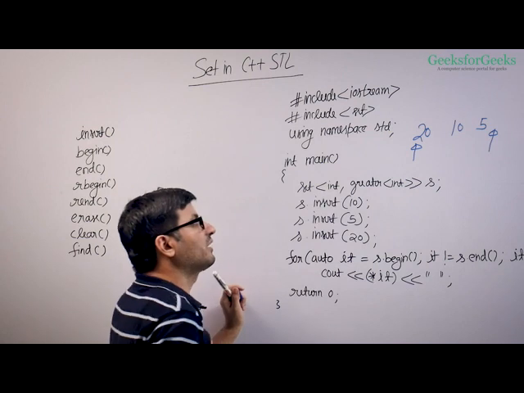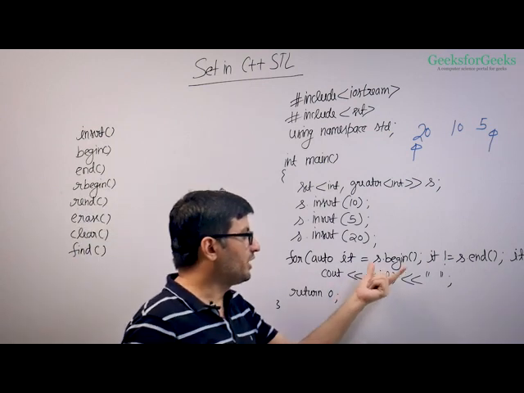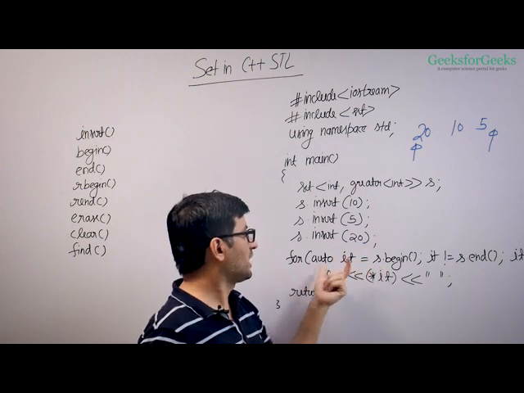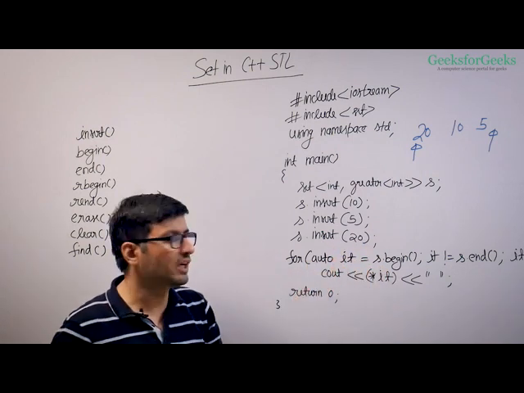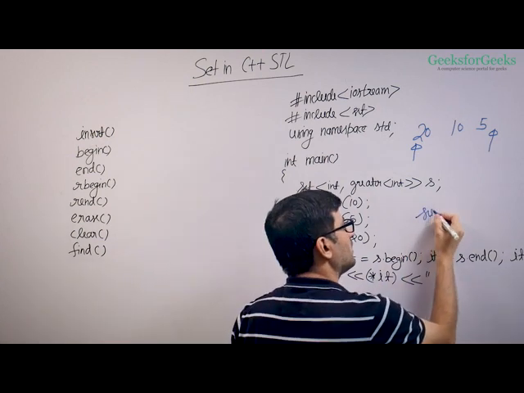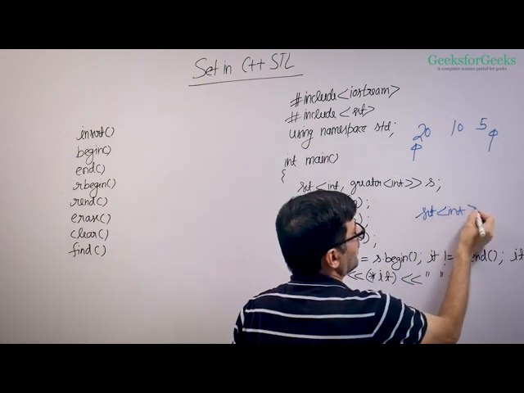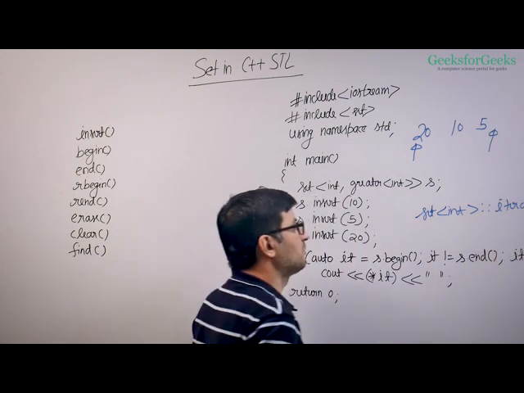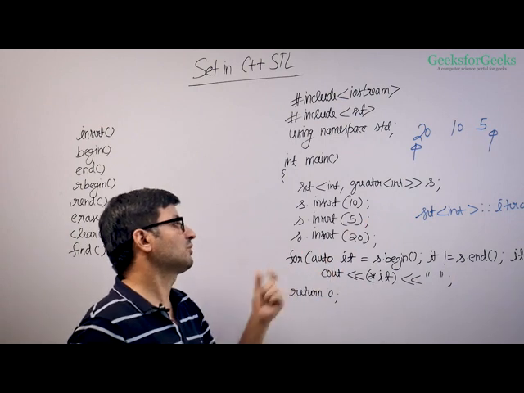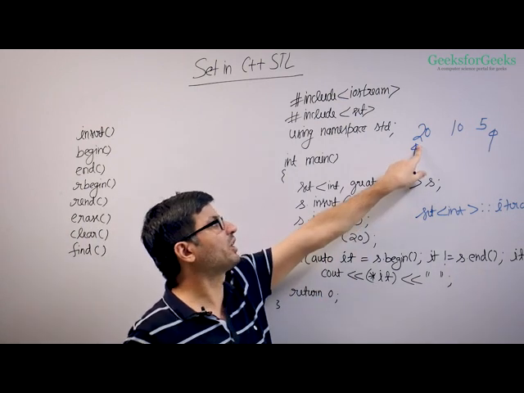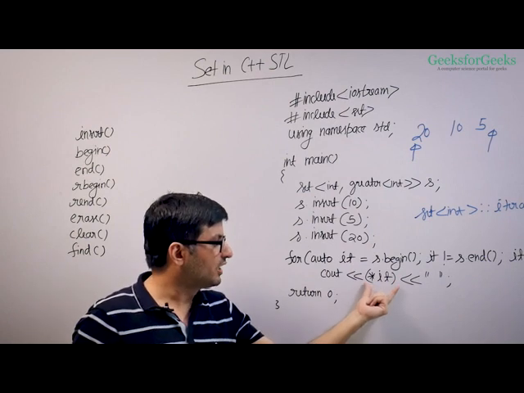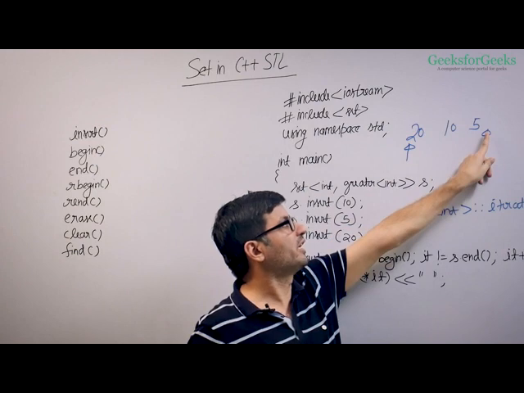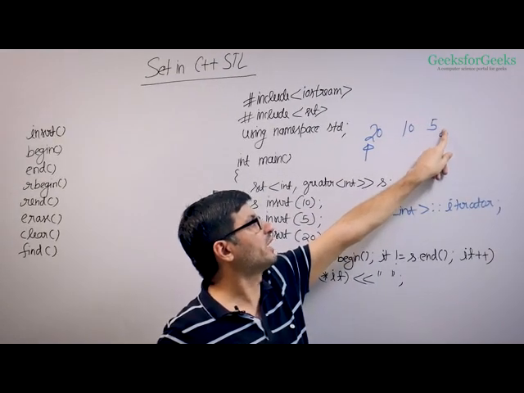like vectors, right? So we run a loop, we start from the begin, we get the address of the first element, right? I've used auto here, otherwise we'll have to type set<int>::iterator. We can also use this in place of auto, but to avoid that typing, we can use auto here. So it begins with 20, prints the value at this address, then we move to the next element until we hit the end. So end is beyond 5, right?